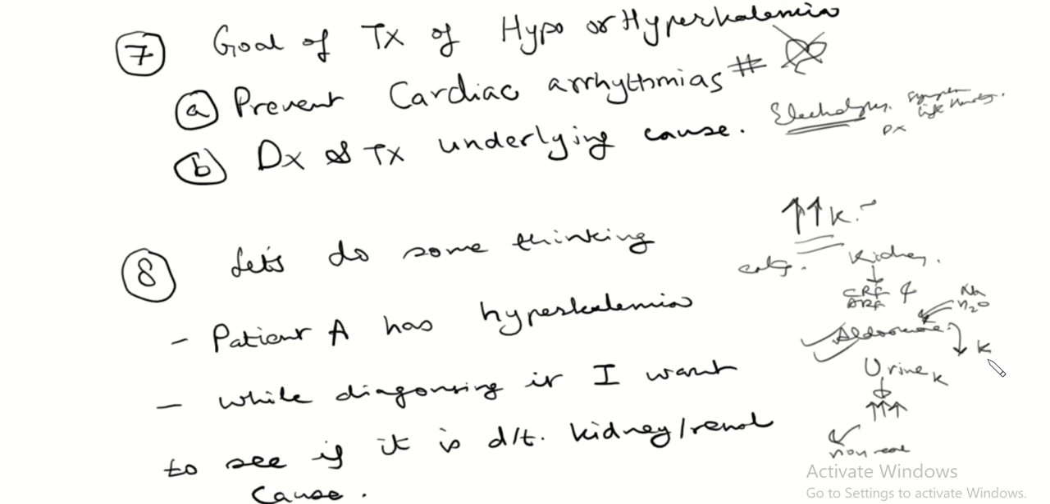Okay. However, if the urine potassium is low, that means aldosterone's not working, or the kidneys are in failure. That tells me kidneys are the culprit. That's a renal cause. Easy, right? See, if you know some basics, you can think through what's going on. You don't have to remember.